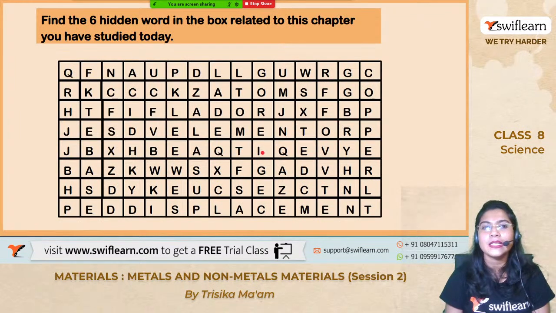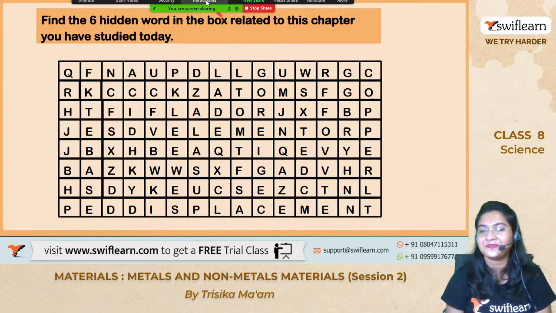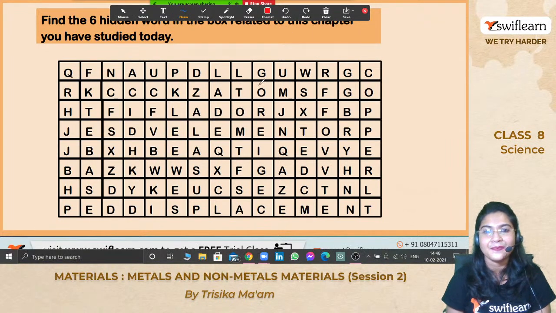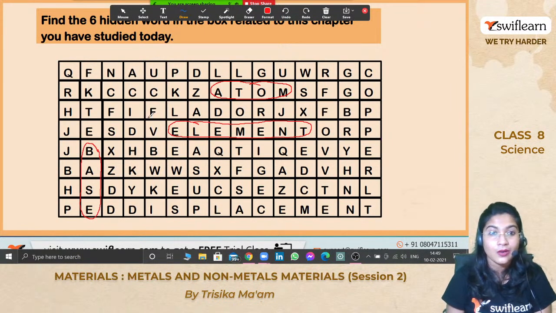And let me give you a puzzle. Can you find any 6 hidden words in the box given over here? Anybody? Let me find out with all of you. Yes. Okay, I have found one: atom. I found another: base. I found the third one, that is element. Oh, acid is also there. Yeah, exactly. You found it before me.